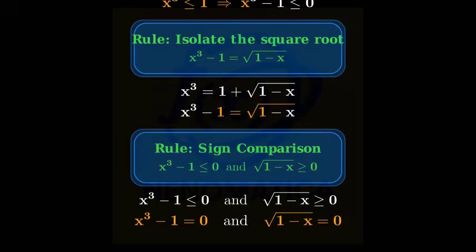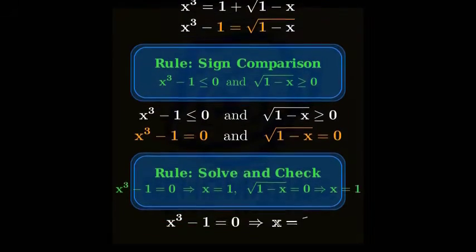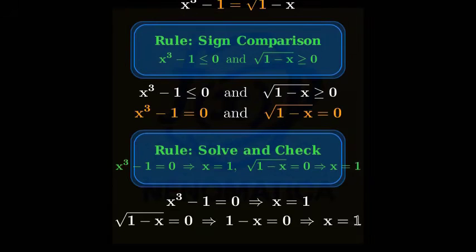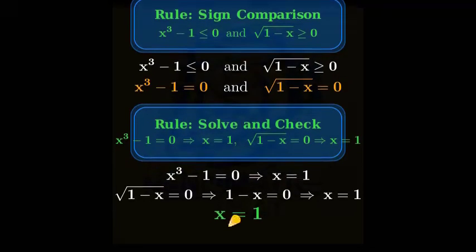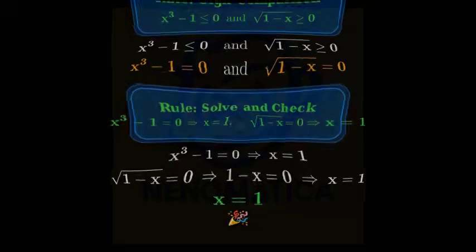Step 4. Solve the 0 conditions. X cubed minus 1 equals 0 gives x equals 1. The square root equals 0 also gives 1 minus x equals 0. Hence x equals 1, which is consistent. To visualize, let's plot both sides and see their unique intersection at x equals 1.